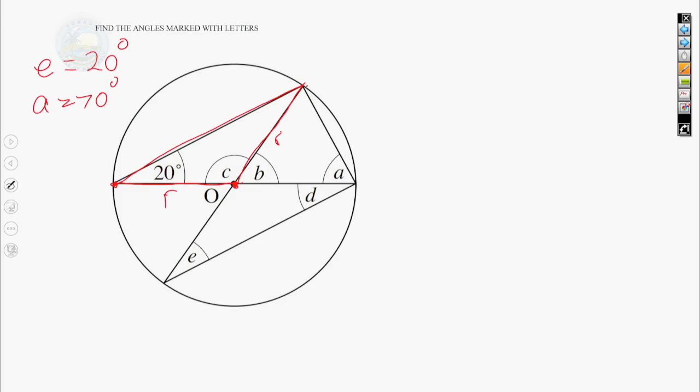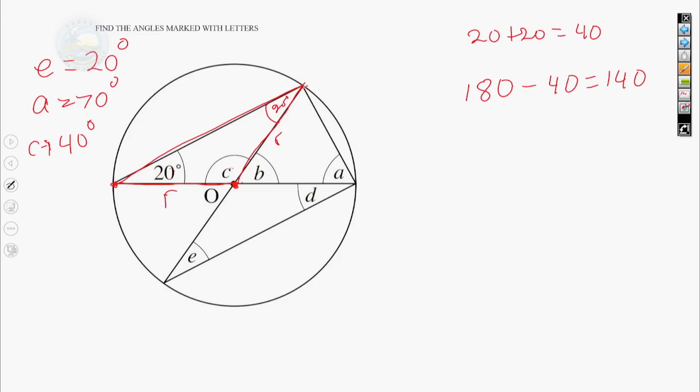The base angles will be the same. So if this angle is 20 degrees, this one is 20 degrees, which makes this angle how much? Well, 20 plus 20 is 40. And 180 take away 40 will give us 140. So it means that angle C will be 140 degrees. And why is that?